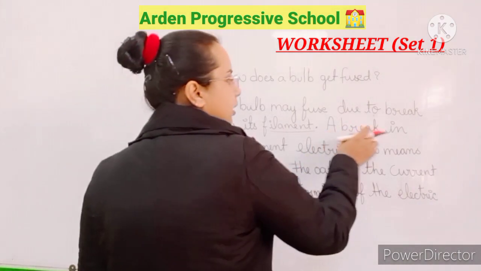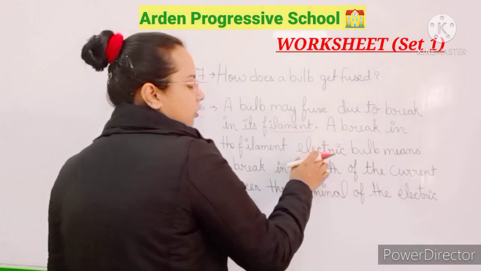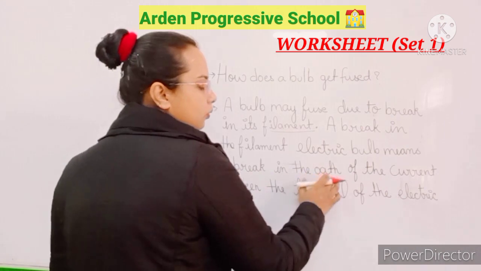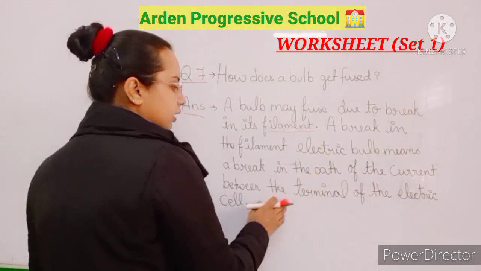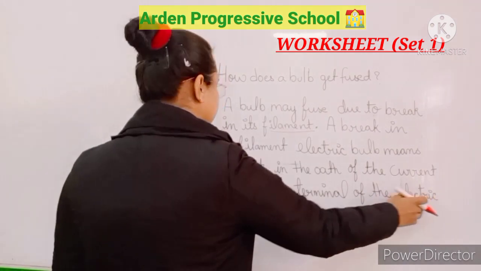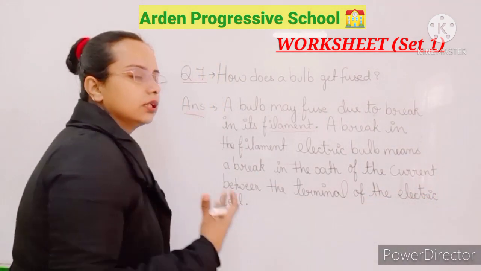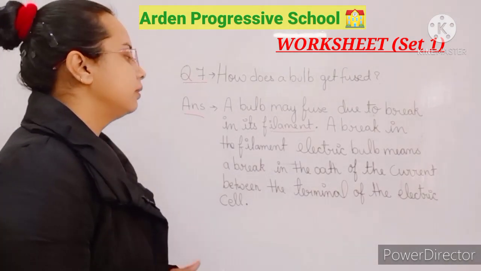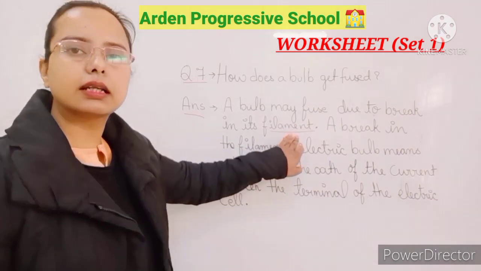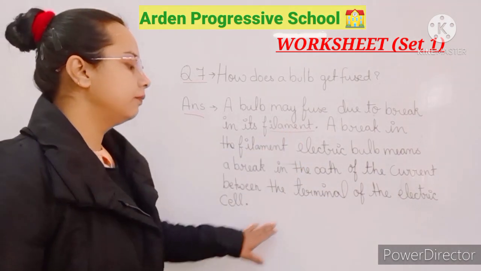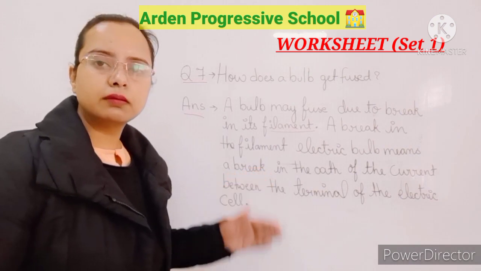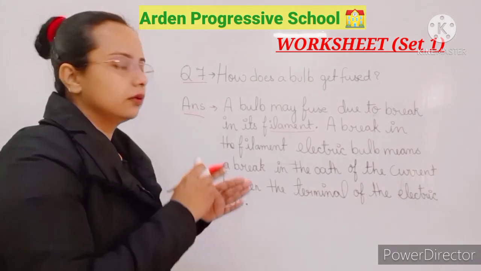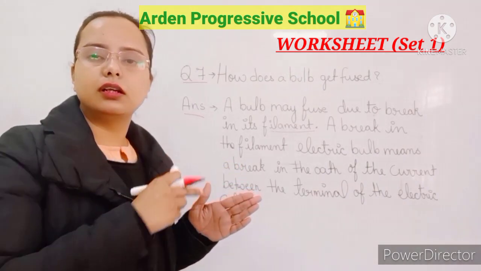Now what happens? A break in the filament of the electric bulb means a break in the path of the current between the terminals of the electric cell. I told you that there are two terminals, the positive and the negative terminal. So when the filament breaks in the electric bulb, there will be a stoppage between the two terminals. You know that the current flows from the first terminal to the other terminal.